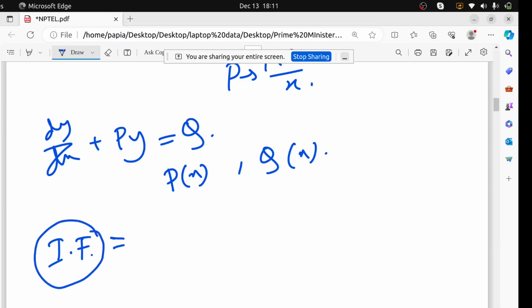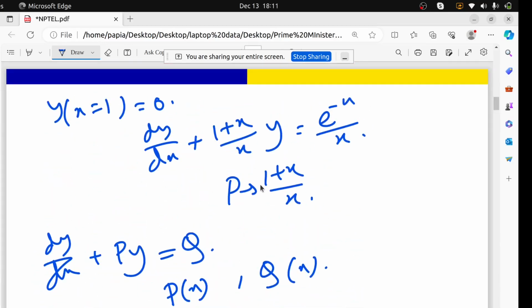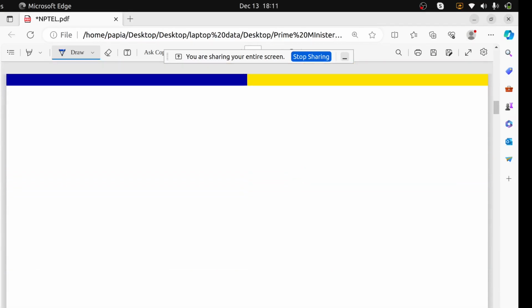Can you tell me what is the full form of IF? Does anyone know? Integrating factor. Integrating factor. I'm just asking you, simple. Okay, so what will be the integrating factor here? e to the power integration of p dx. So what is p here? (1 plus x)/x. So IF will be e to the power integration of (1 plus x)/x dx.